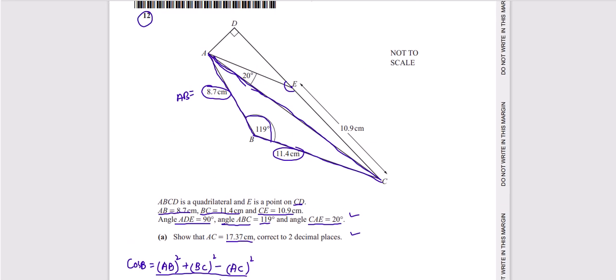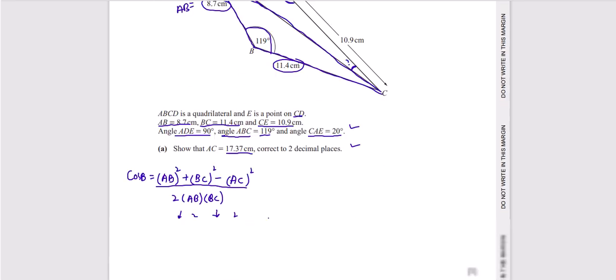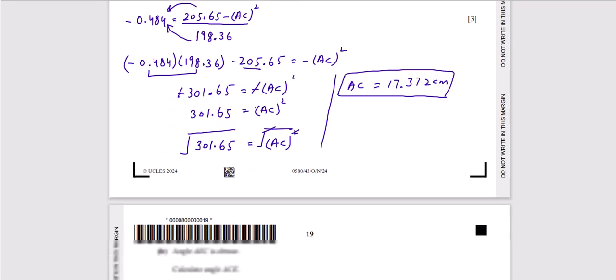This one is C. So we have to calculate this one. We have this angle and we have this angle. This is a triangle, so 180 minus this angle and this angle. Then we calculate angle C.